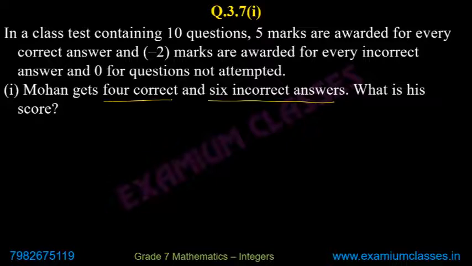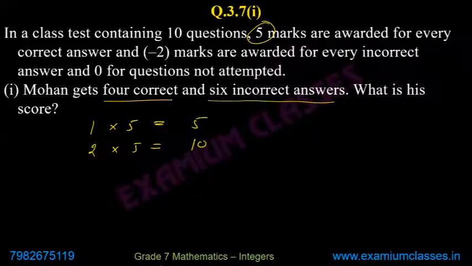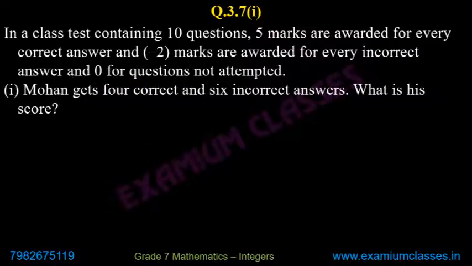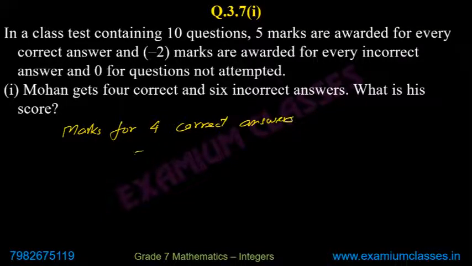So for every correct answer, 5 marks. So if it is one correct answer, 1 into 5, 5 marks will be given. If two correct answers, 2 into 5, 10. But here it says 4 correct answers. Marks for 4 correct answers equal to 4 into 5. Number of questions multiplied by weightage of that question. Means 20.